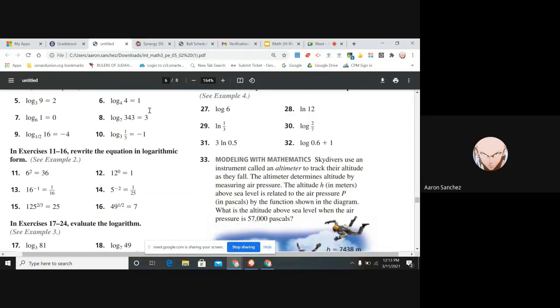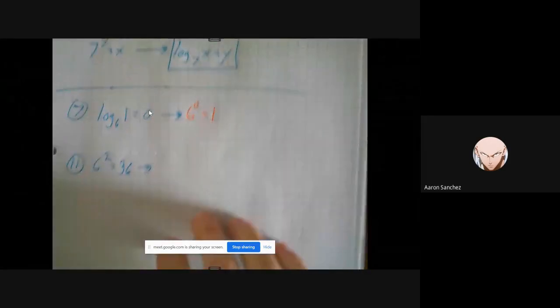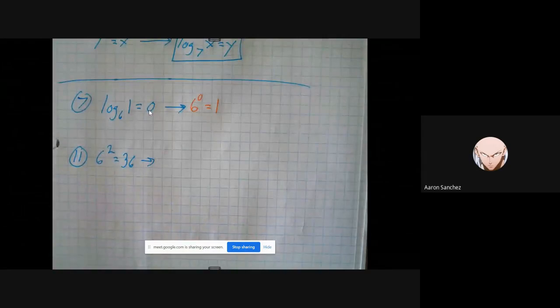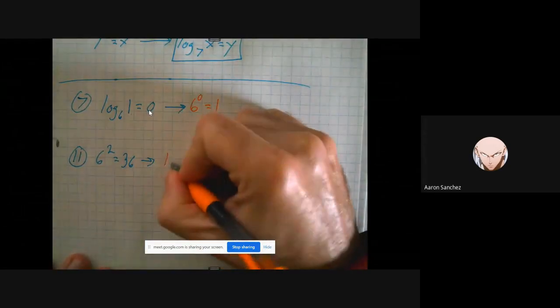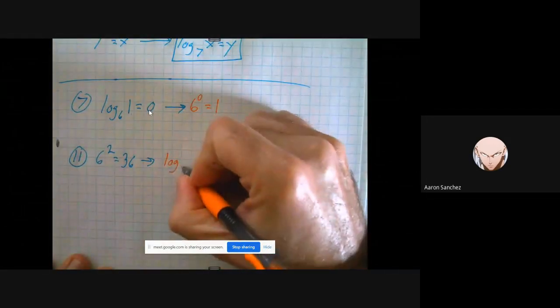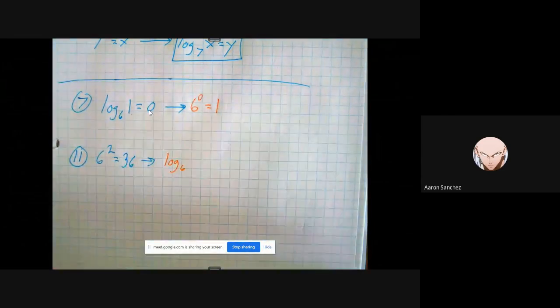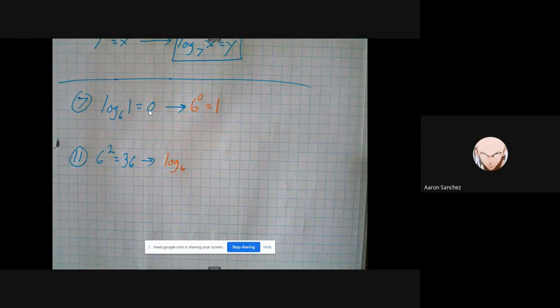So you guys do that, okay? I'll get you started. We're going to say log 6, okay? Because that's the base. Now remember, switch the 36 and the 2. Make sure the 6 is a little tiny 6, that's low subscript kind of thing. You know what I mean? Little tiny.